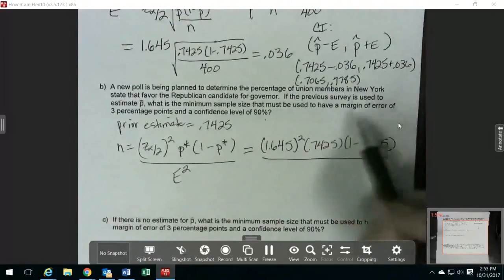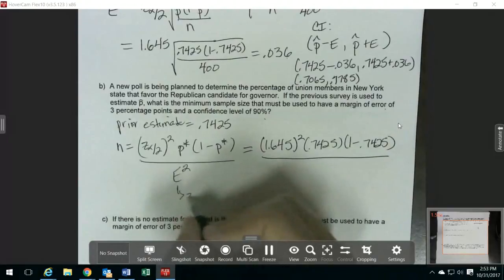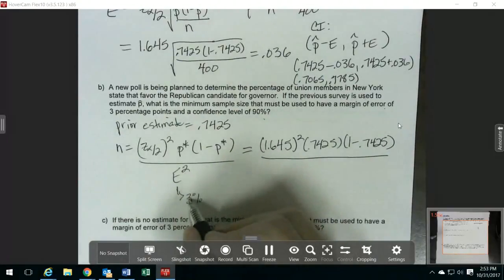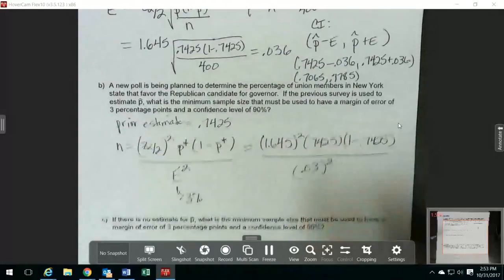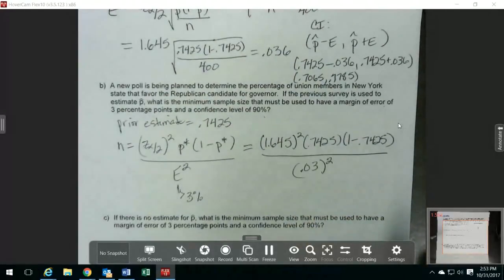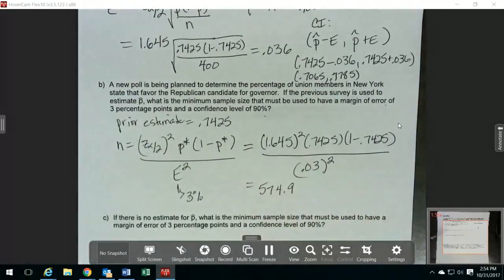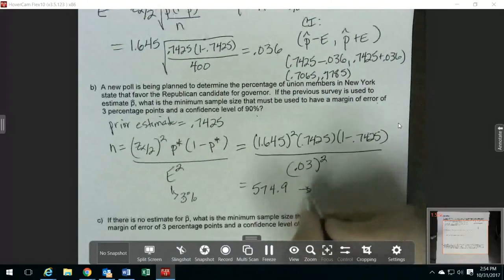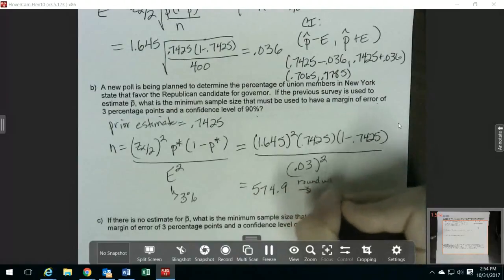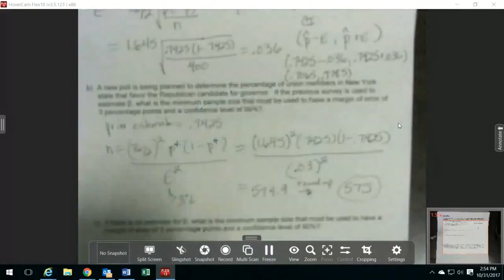Okay, and then for the margin of error, it says 3 percentage points. So this is 3%, but you have to change this to a decimal. If you're talking about anything with proportions, you can't use percentages, you have to use decimals. So we want to change that to 0.03 squared. So I come up with 574.9. For minimum sample size problems, you always have to round up to the next whole number, so that's going to round up to 575. So that's my minimum sample size.